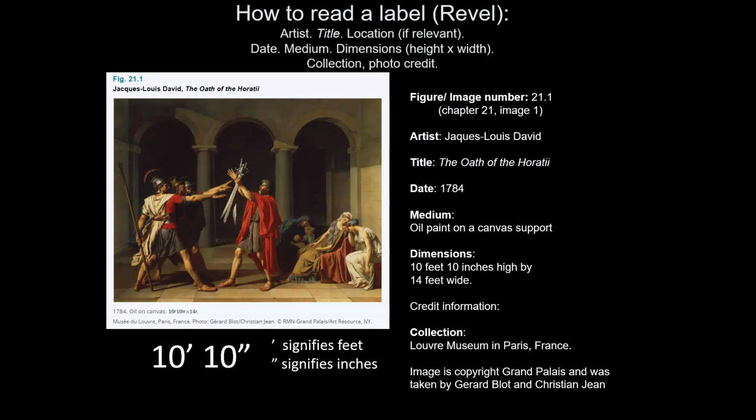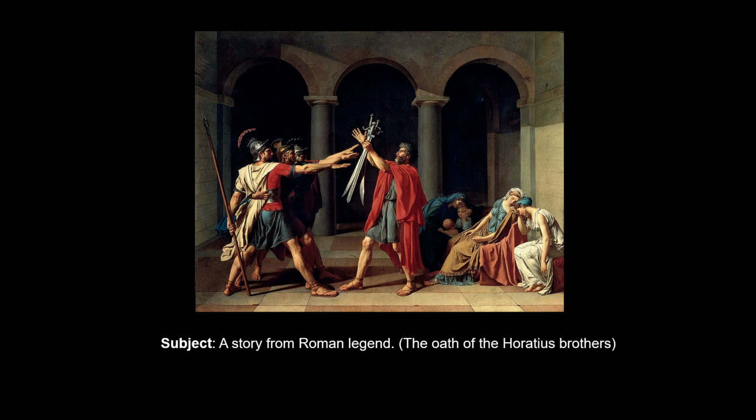Now let's talk about that title, The Oath of the Horatii. The title often gives us a hint to the subject, but in this case you might need to look it up. Who are the Horatii and what is the oath? The subject of this painting by David, it's a story from Roman legend, Roman history, about three brothers who swore an oath upon their swords that they would use them to defend Rome, that they would fight and die for the cause of the Roman Republic. So this is them swearing that oath. That is the subject of the work of art.